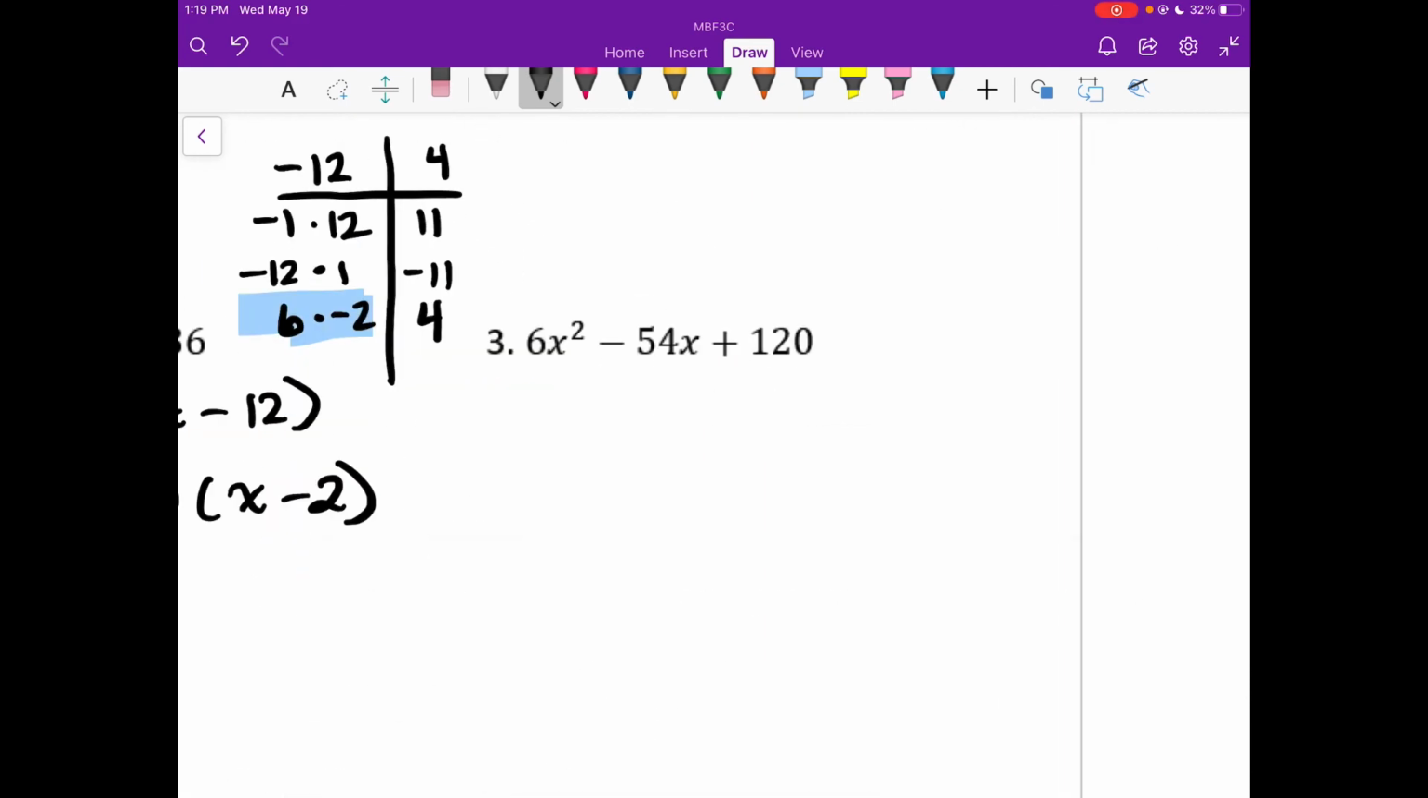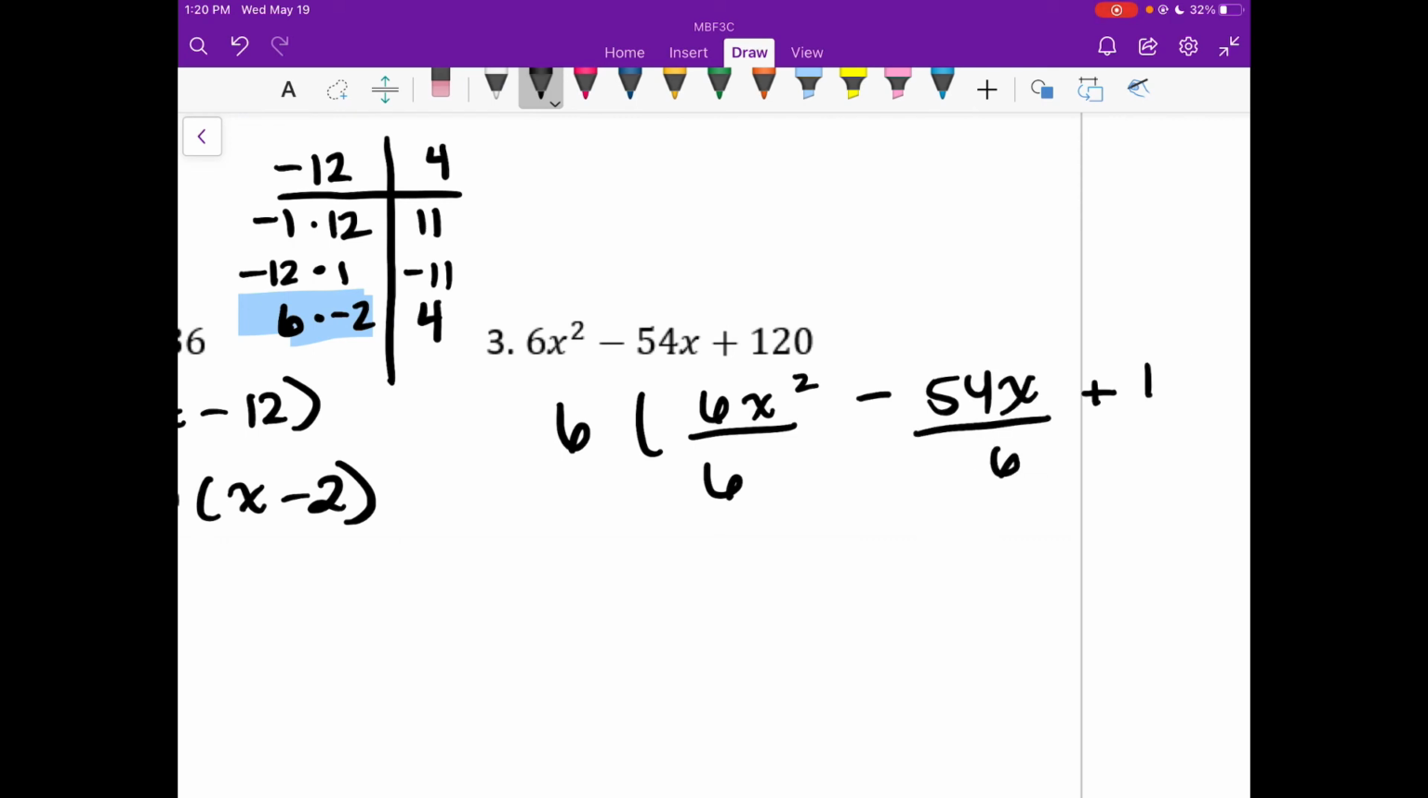So here I'm going to look at my a value. Can I factor that a value out? Can I do 56 divided by 6? Yes. Can I do 120 divided by 6? Yes. So let's pull out the 6. I don't need to pull out any of the x's, so I'm going to do 6x squared divided by 6, 54x, and I'm just going to divide everything by 6.